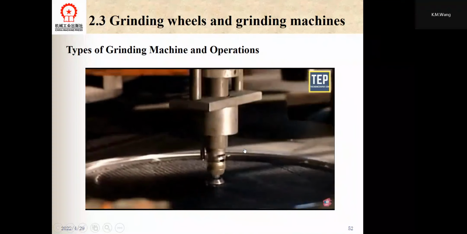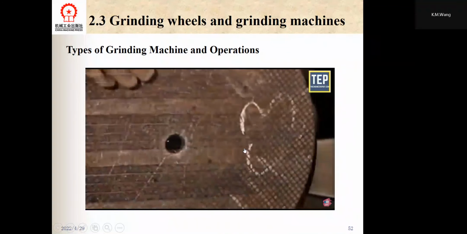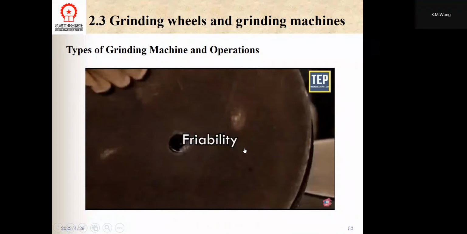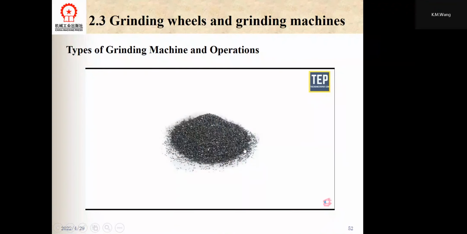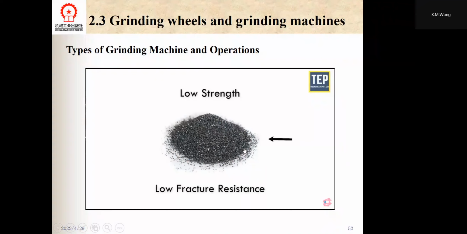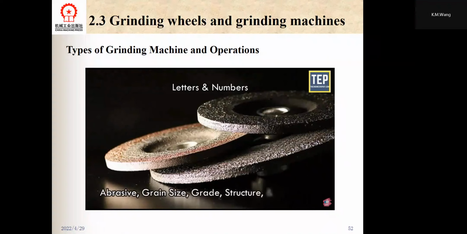An abrasive is the second hardest material compared to diamond. In addition to hardness, an important characteristic is friability. It is the ability of abrasive grains to break into small pieces. High friability indicates low strength or low fracture resistance of the abrasive. Bonded abrasives are marked with a standardization system of letters and numbers, indicating the type of abrasive, grain size, grade, structure, and bond type.